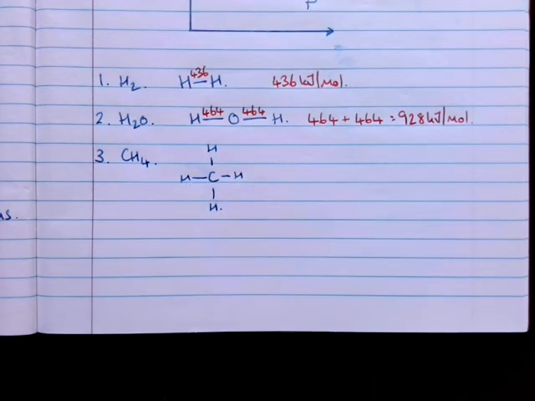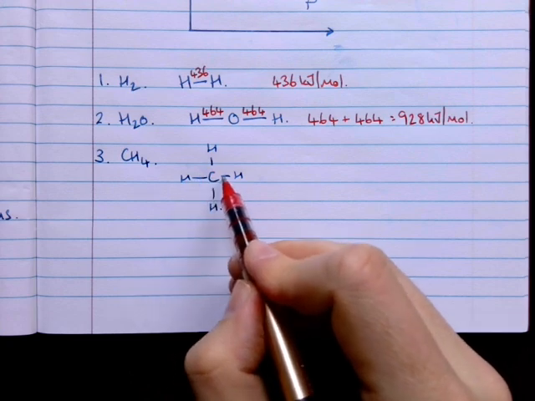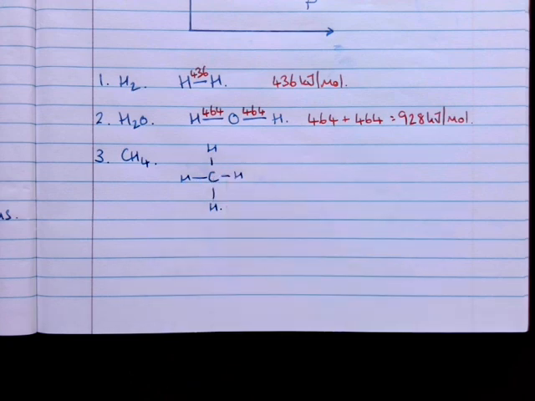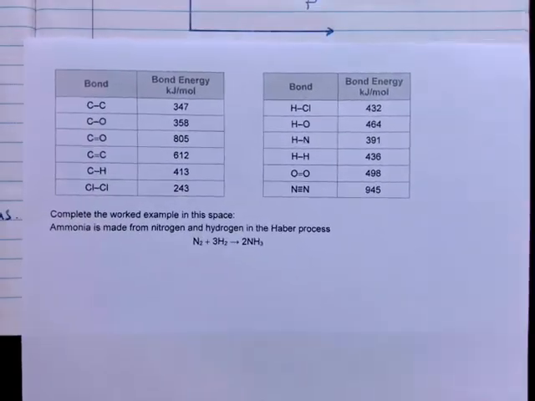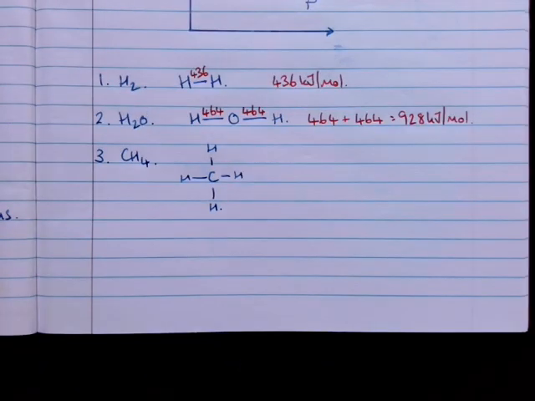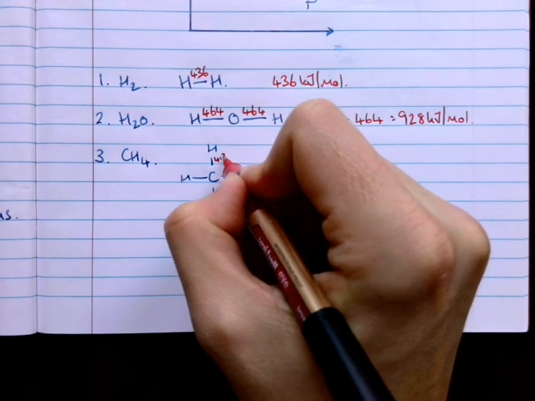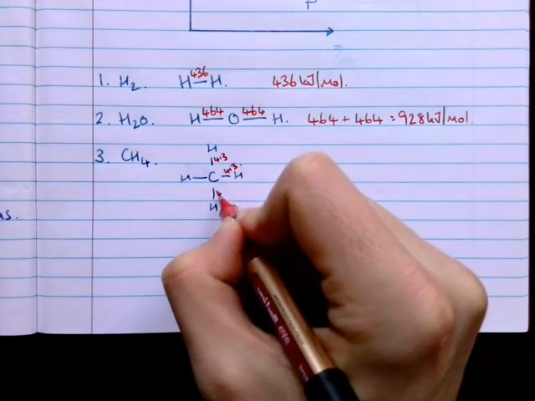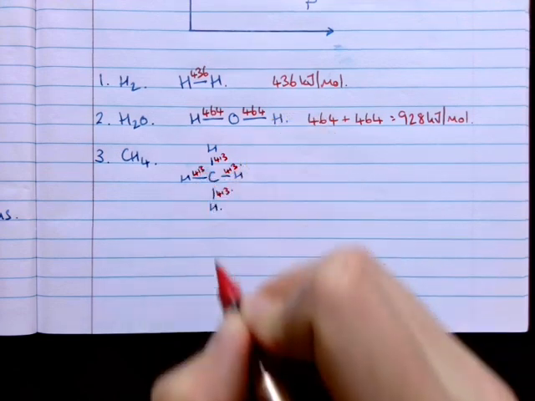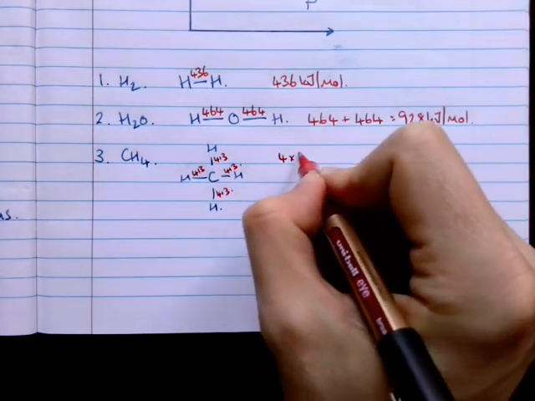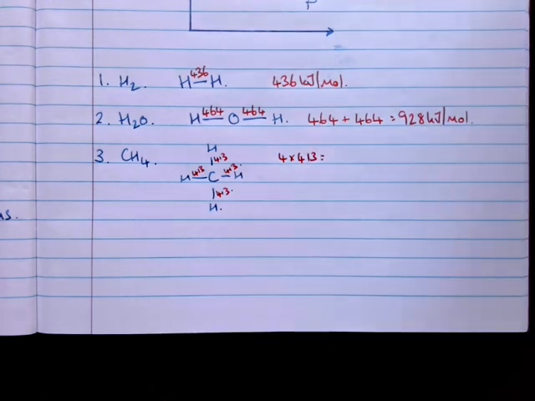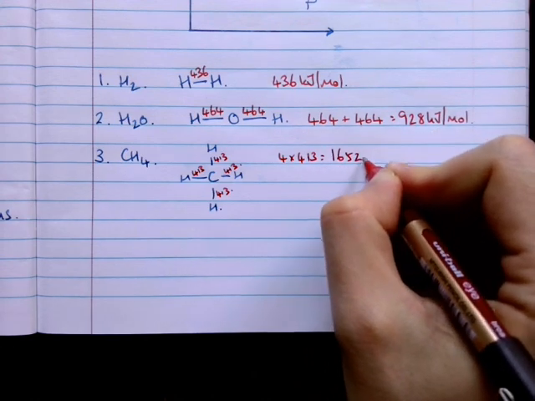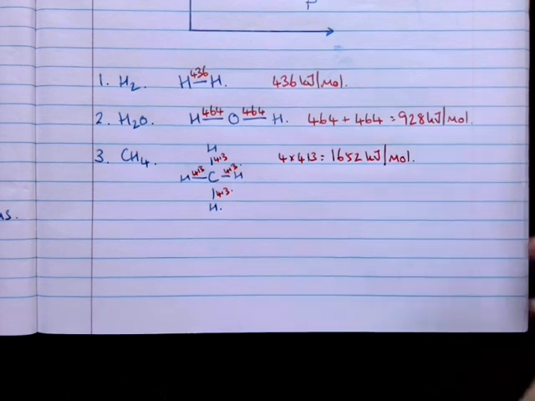So it looks a bit more complicated, but all 4 bonds, 1, 2, 3, 4, are the same. They're all CH bonds. So I go to my table, and I have CH is 413. So this bond is 413, this bond is 413, this bond is 413, and this bond is 413. So if I add those up, that's 4 times 413, which is 1652 kilojoules per mole.